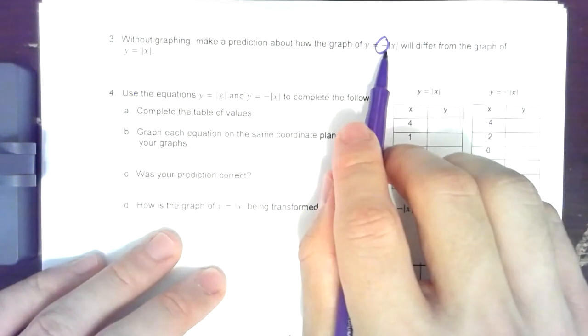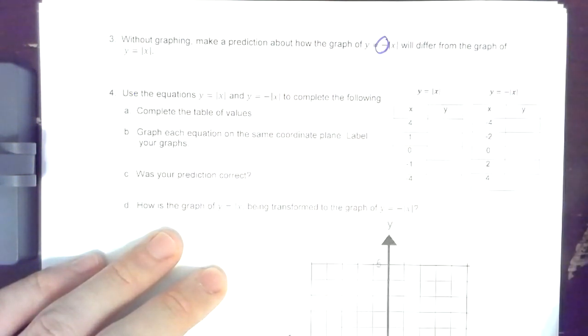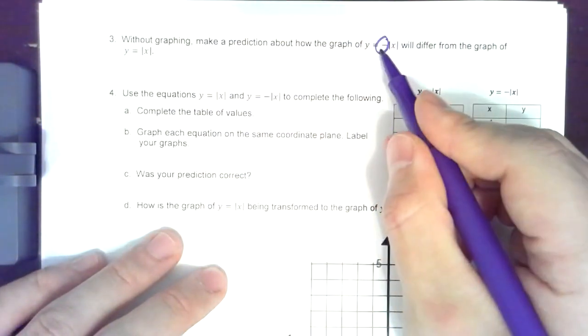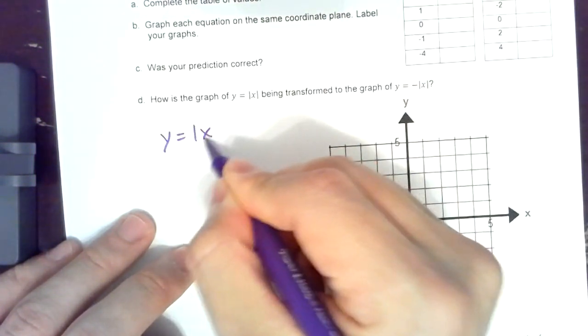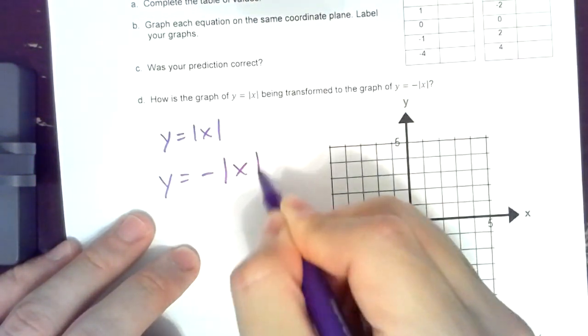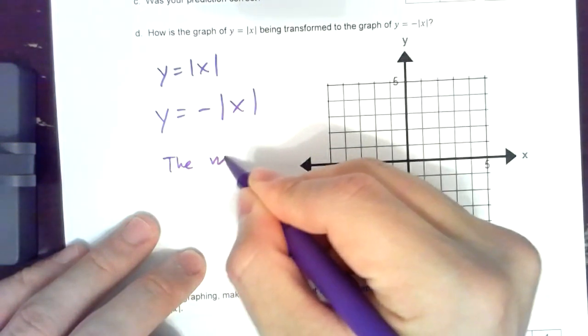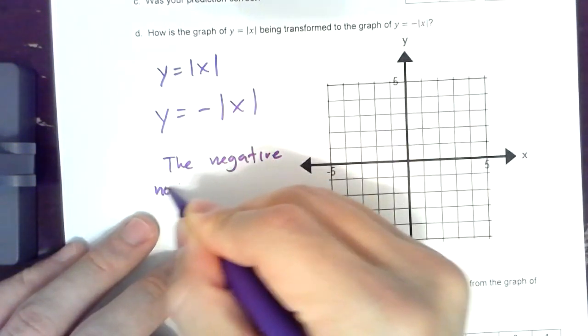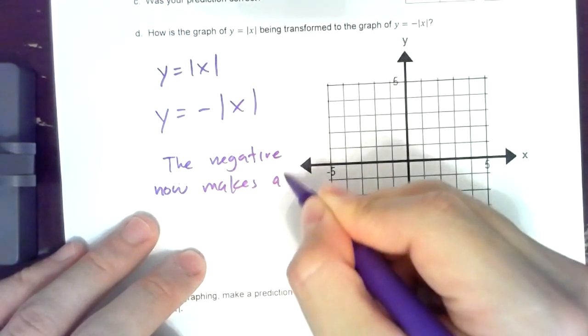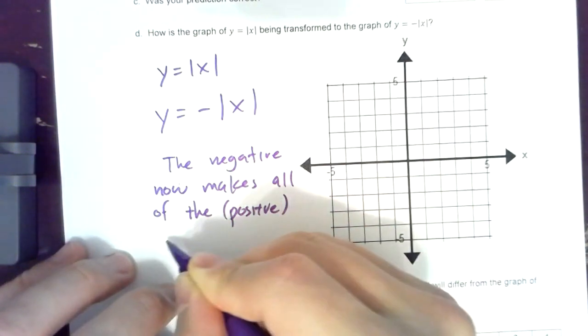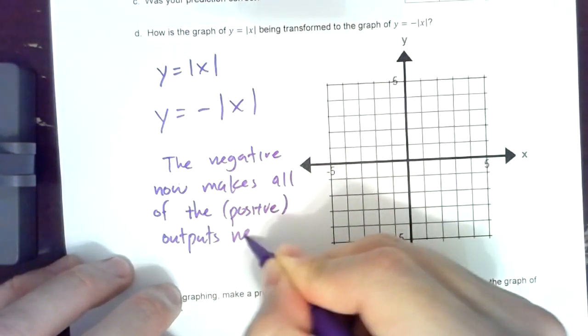If you have a negative in front of your absolute value, you can already tell that it doesn't affect the original output calculation, but then you just attach a negative at the end. So I just want to be very clear, right? y equals absolute value of x and y equals negative absolute value of x. The negative now makes all of the positive outputs negative.